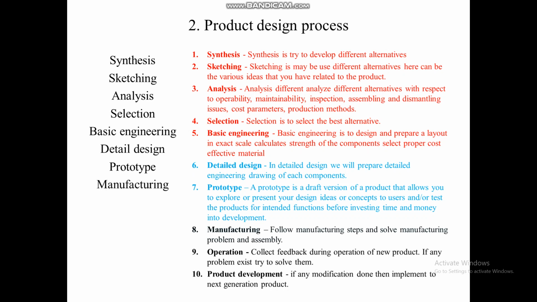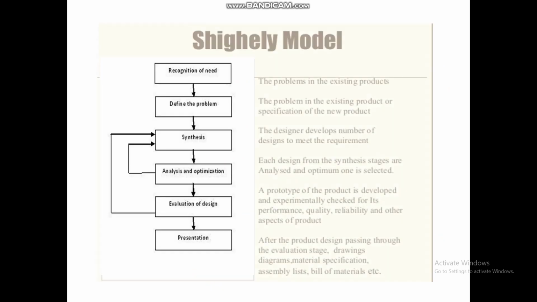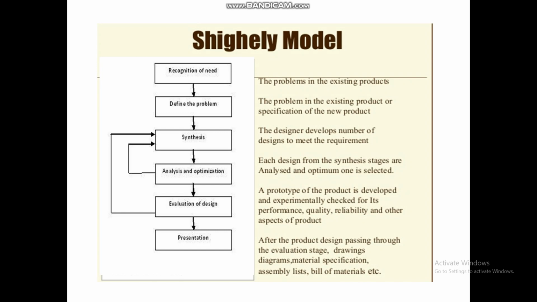Then next, manufacturing. Follow the manufacturing steps and solve manufacturing and assembly problems. Then operation. Collect feedback during the operation of the new product. If any problem exists, try to solve it. Then the final one, product development. If any modification is done in the implementation for the next generation of the product, product development is necessary. This is a model known as the Shigley model. Recognition of need means the problems in the existing products will be recognized.